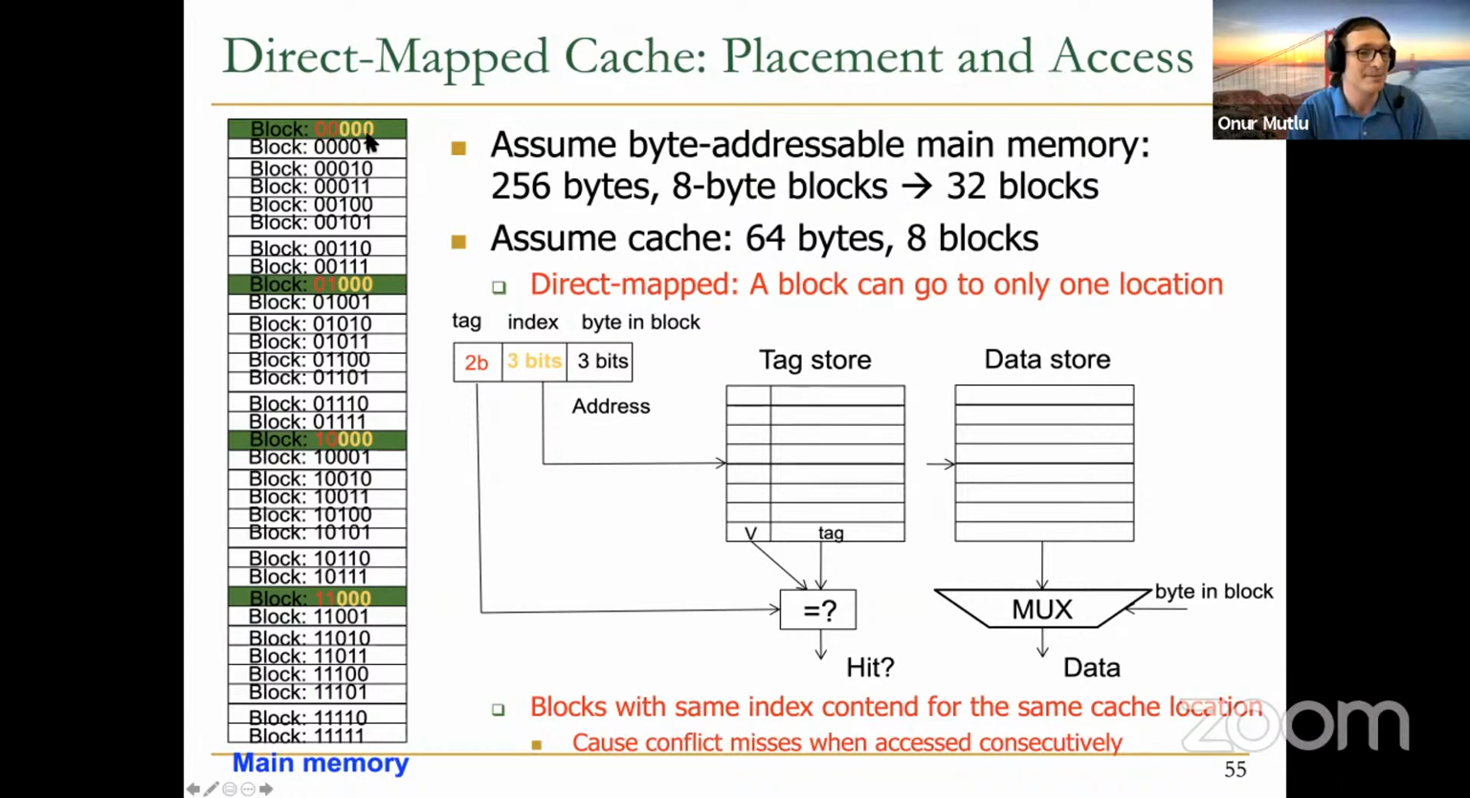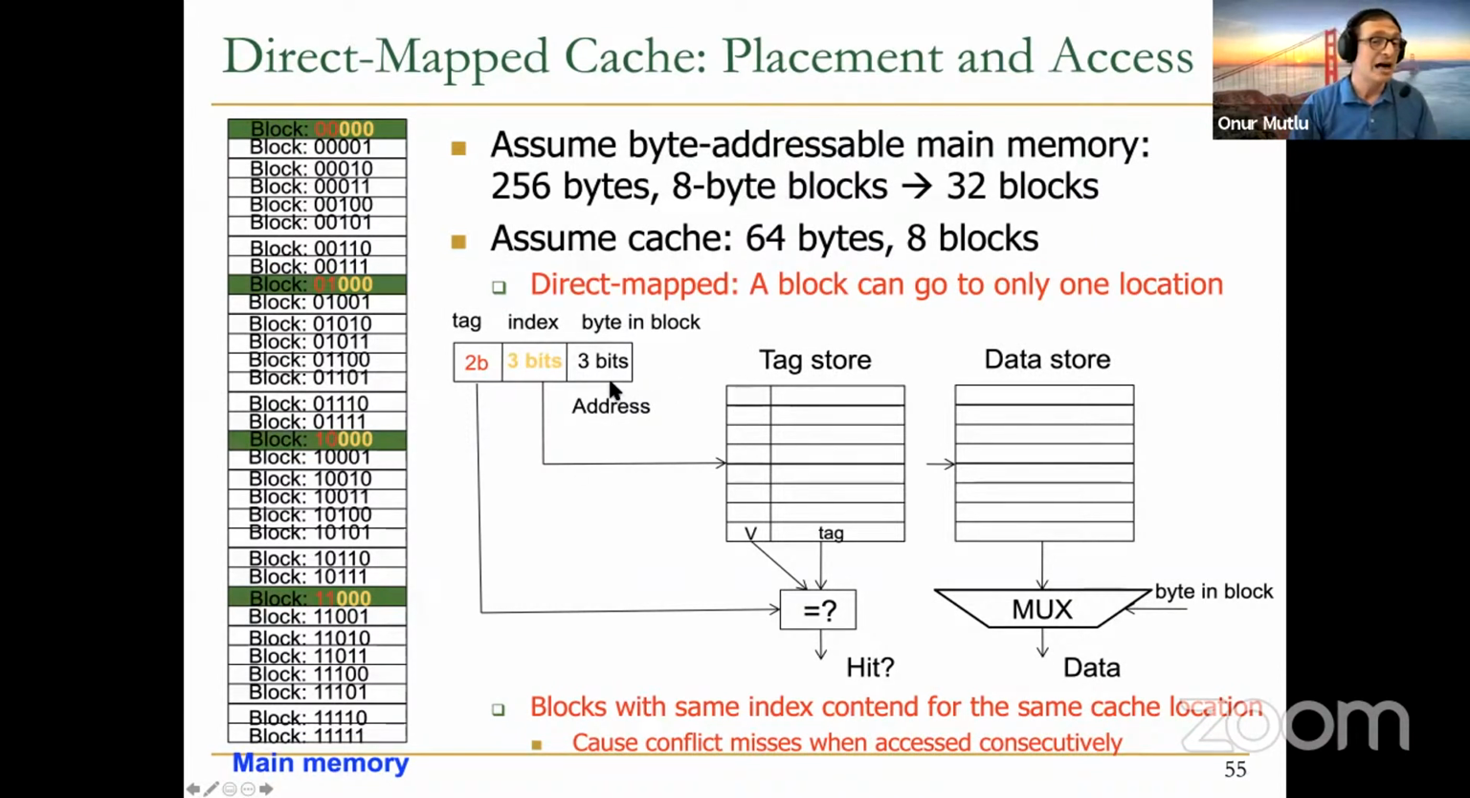So let's take a look at this example. There's a reason why I colored these blocks green over here. Block 0, block 8, block 16, block 24. They all happen to have the same index bits, 000. And they all map to the index 000 in the tag store and the data store, which means that only one of them can be in the cache at a given time, because there's no other way you can place any of these blocks into the cache because of the mapping function that I showed you over here, right?